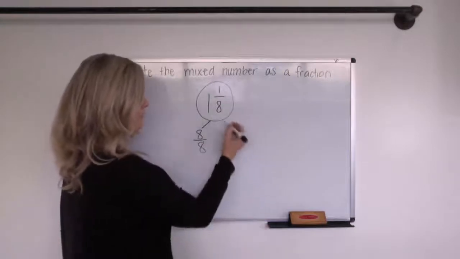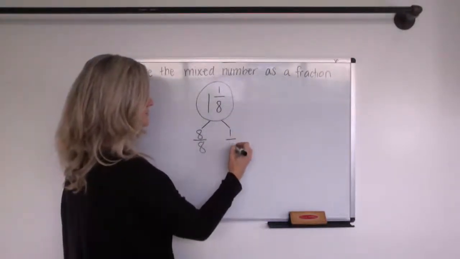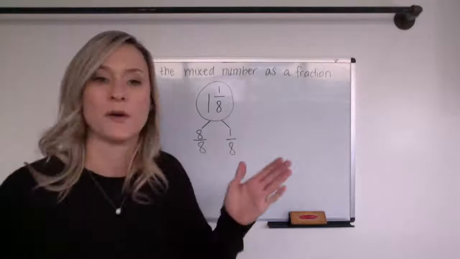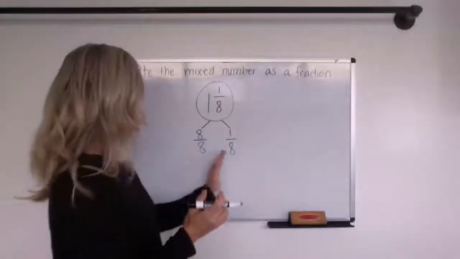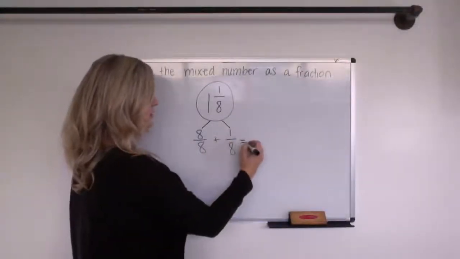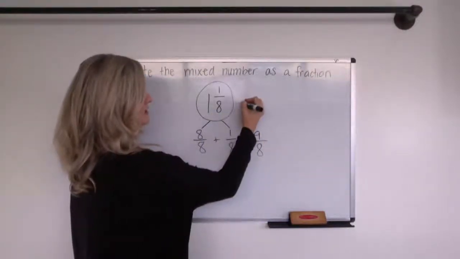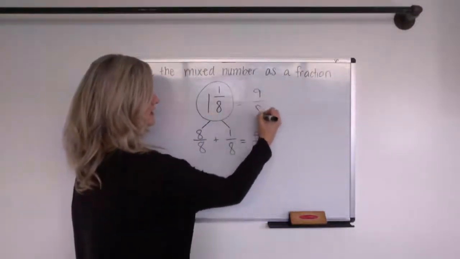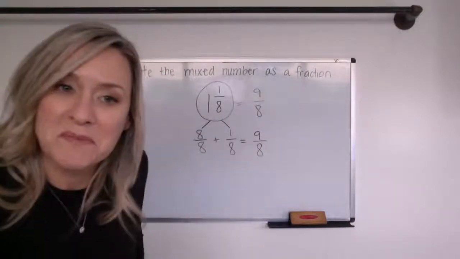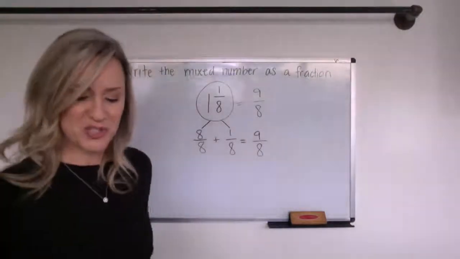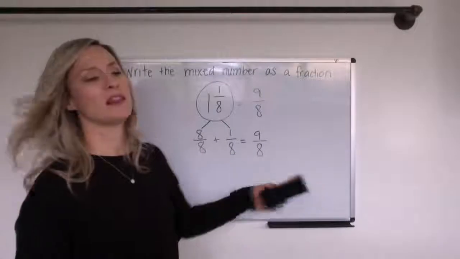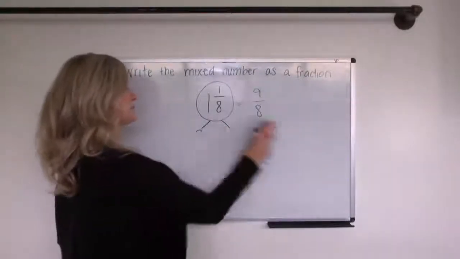And then I had 1/8 already right there. And then I'm going to put them together. Boom. 8/8 plus 1/8 equals 9/8. So 1 and 1/8 is equal to 9/8. Right? Okay, so let's try another one.